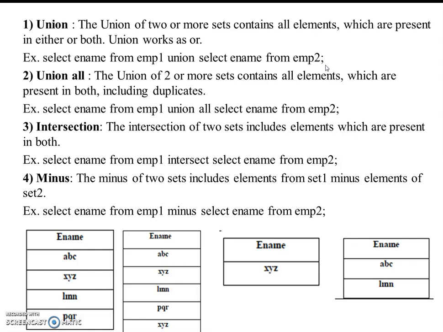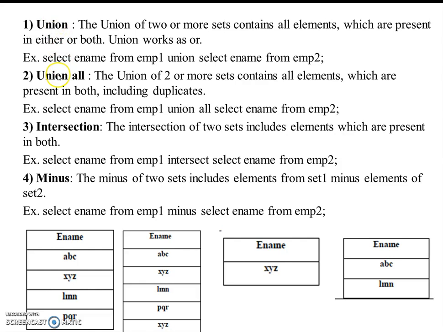For example, for a union: select ename from emp1 union select ename from emp2. So I am going to perform a union of the ename column of employee 1 with the employee name column of employee 2, and the output will be as shown. Kindly go through this practical and check whether your output matches this output or not.